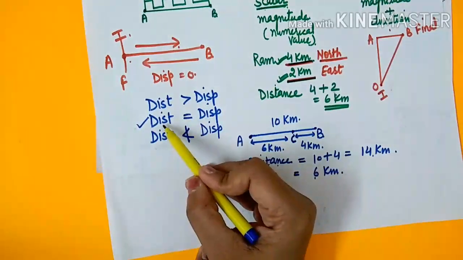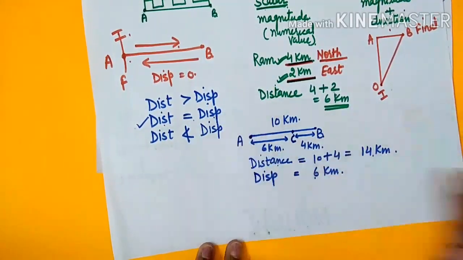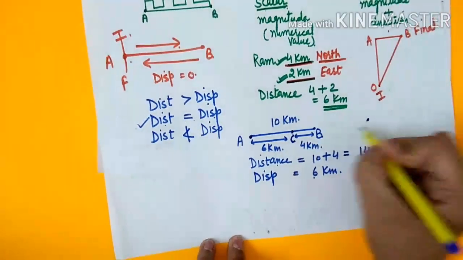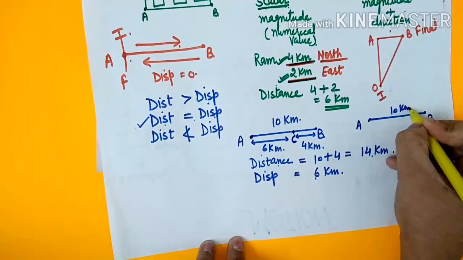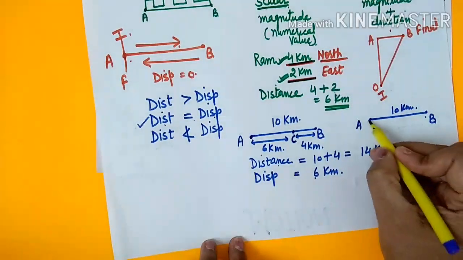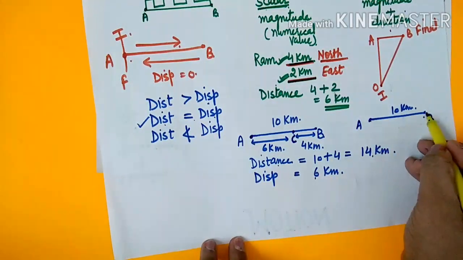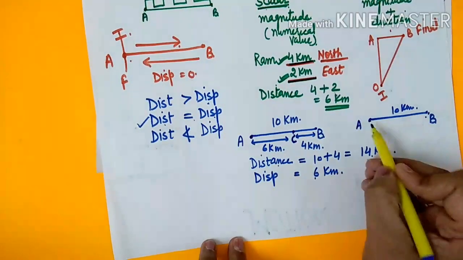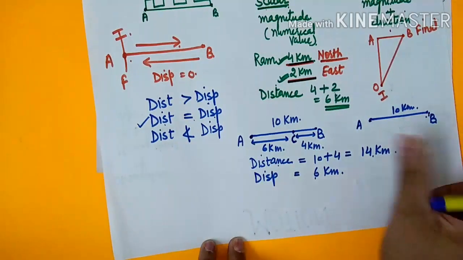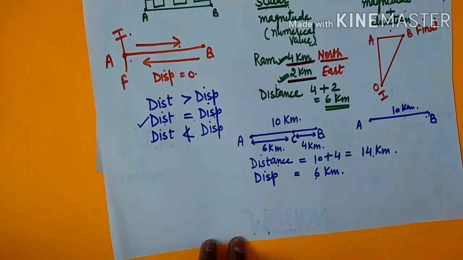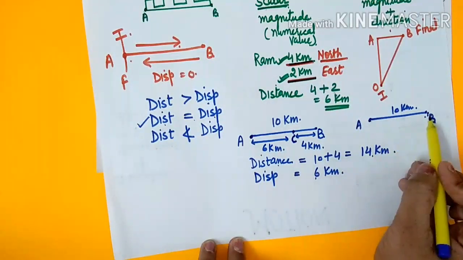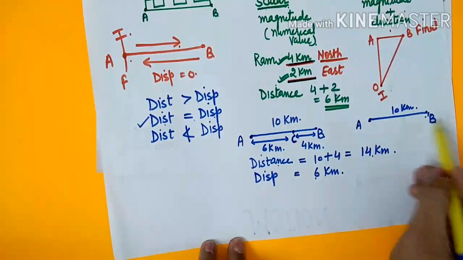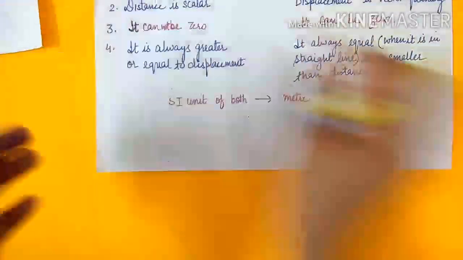How can the distance be equal to the displacement? In straight line motion. If he started from A to B, 10 kilometer, then in this case the distance is also 10 kilometer and the displacement is also 10 kilometer. Why is it so? Because the shortest distance and the total path taken by an object are the same. So only in straight line motion are the distance and displacement the same. Is it clear?